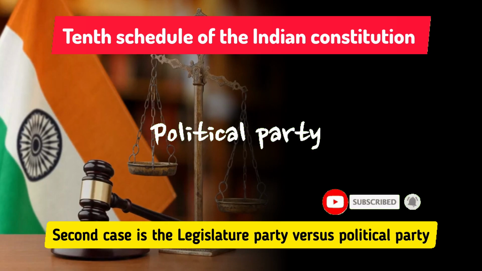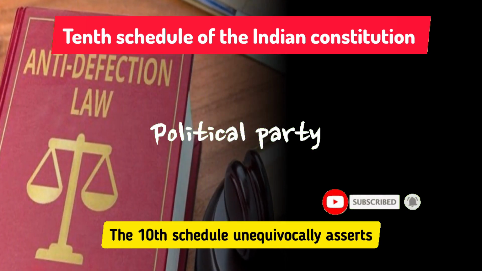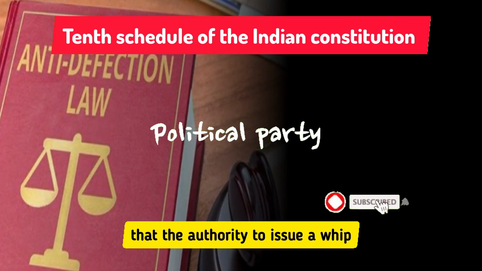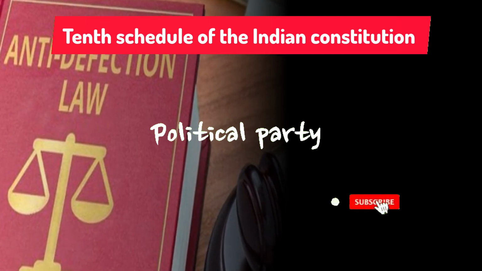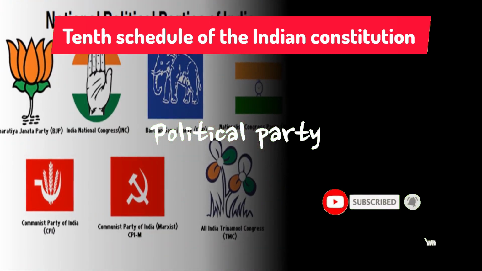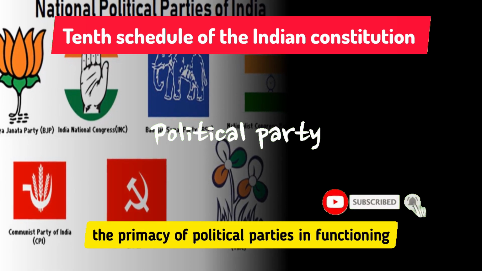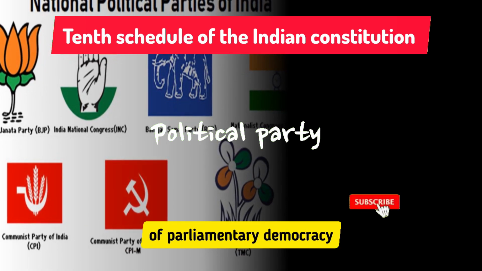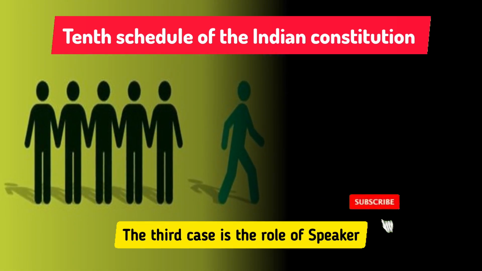Second case is the legislature party versus political party. The 10th schedule unequivocally asserts that the authority to issue a whip and appoint a leader rests with the political party and not the legislature party. This distinction is crucial as it underscores the primacy of political parties in the functioning of parliamentary democracy and ensures party discipline. The third case is the role of Speaker.